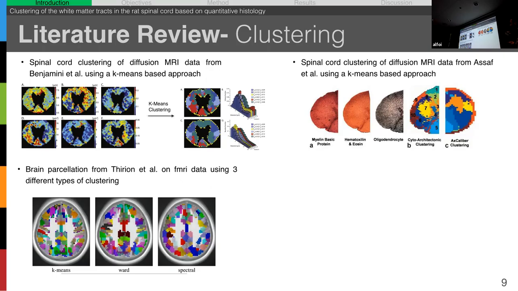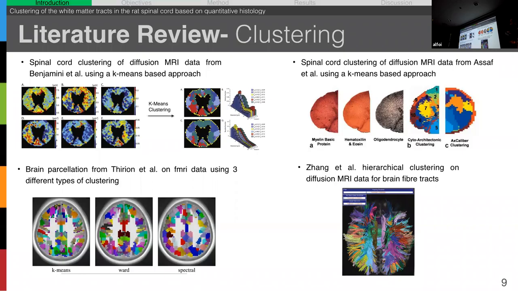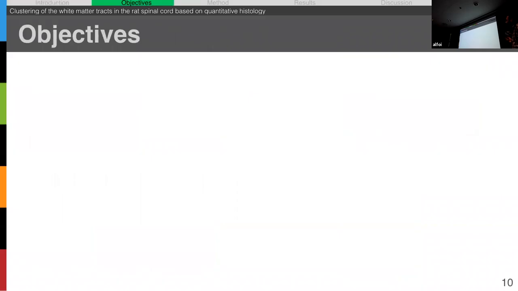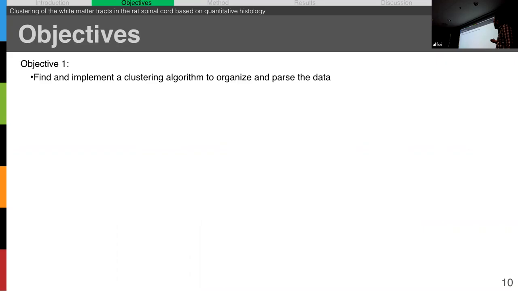For brain parcellation and for the white matter fiber tracts in the brain, we'll see this study that investigated three different types of clustering algorithms on fMRI data. And we'll see this study by Zhang et al. that looked at hierarchical clustering on diffusion MRI for the brain fiber tracts. And there were a lot more studies in the brain compared to the spinal cord.